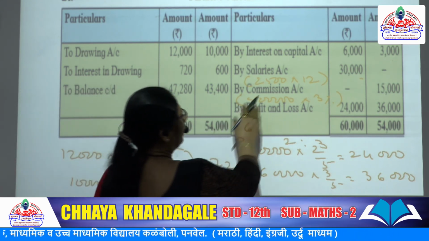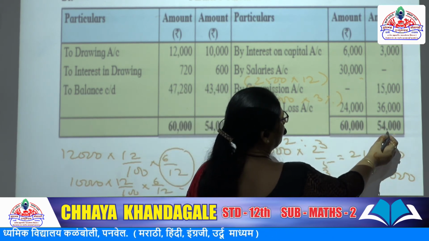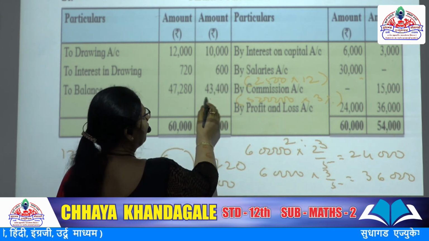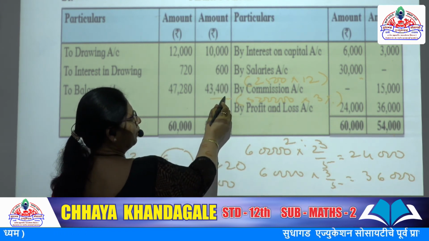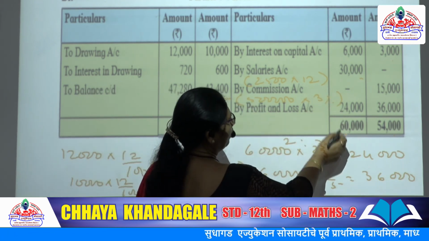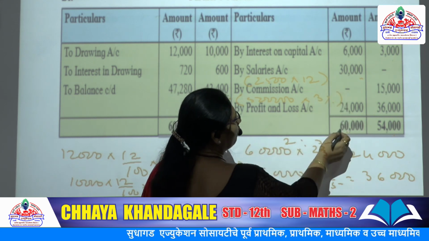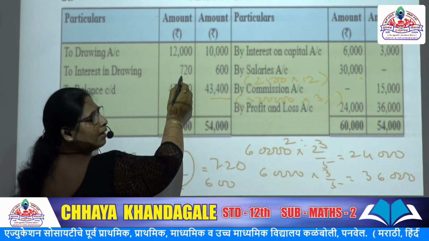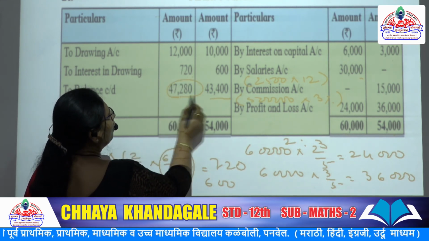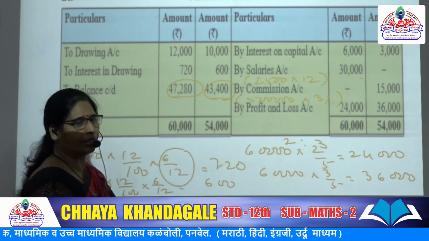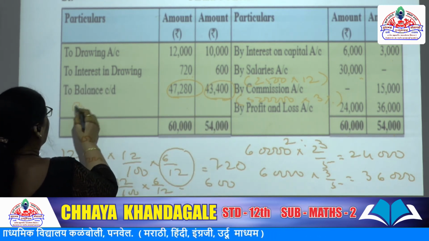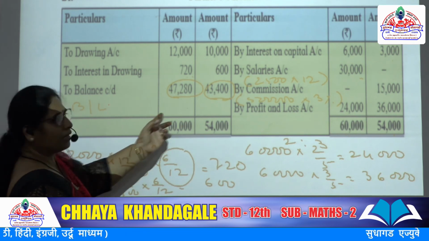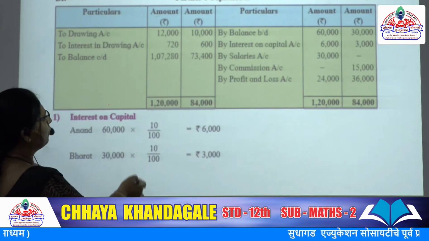Now we have completed the credit side. Now the credit side of Bharat comes to 54,000 minus 10,600. So the remaining figure will be 43,400. On Anand's side, the total of the current account will be 60,000, less 12,720. The remaining will be the balance carried down to the new balance sheet. These figures you are going to write on the balance sheet, liabilities side. This has all been shown to you.